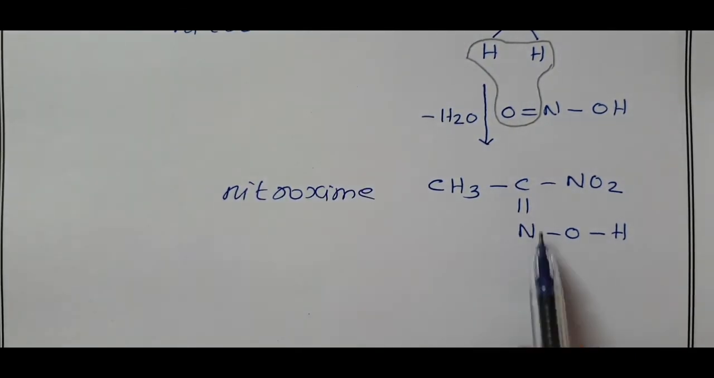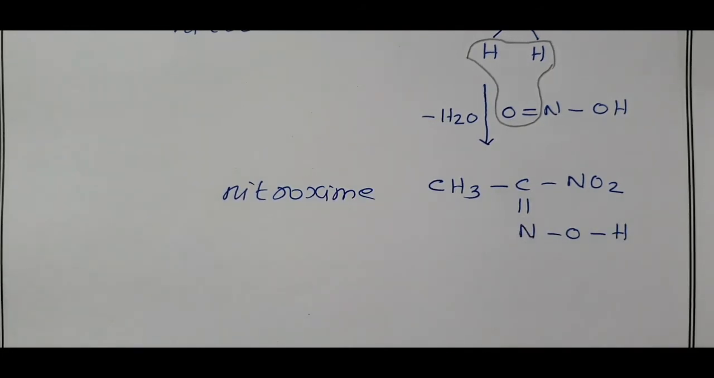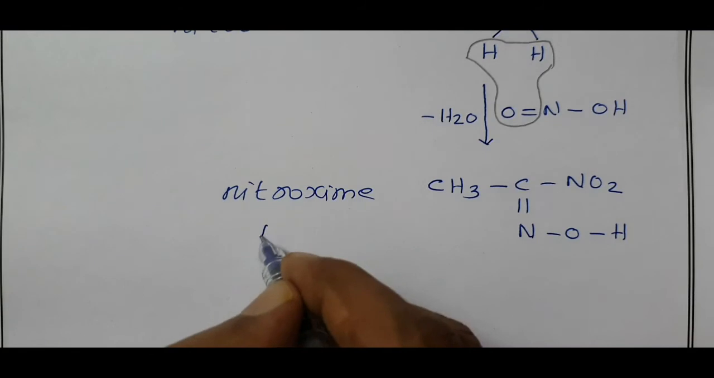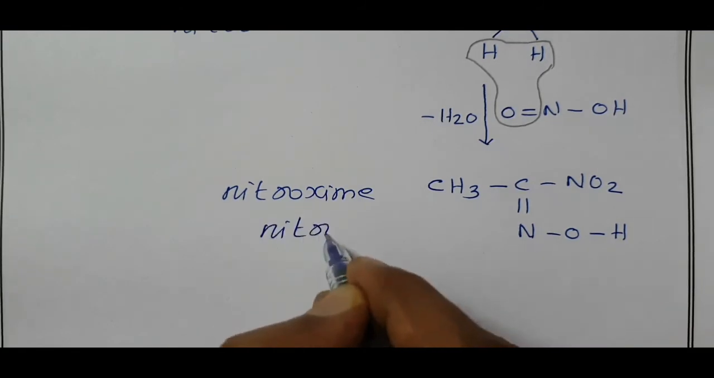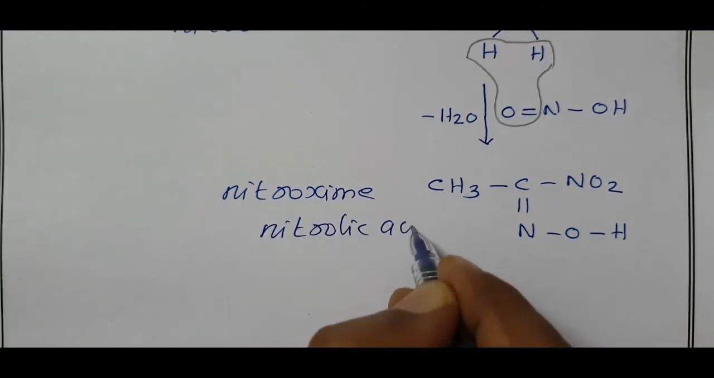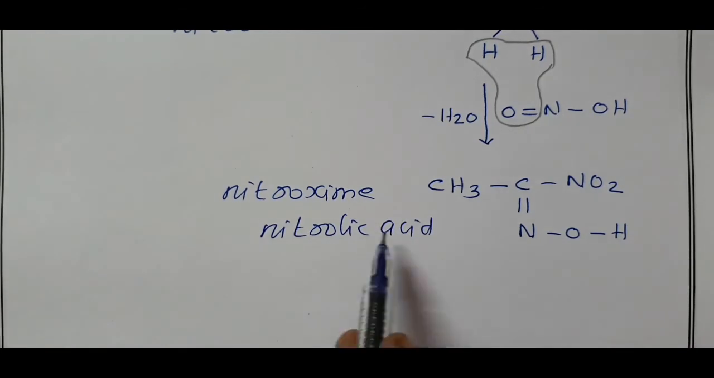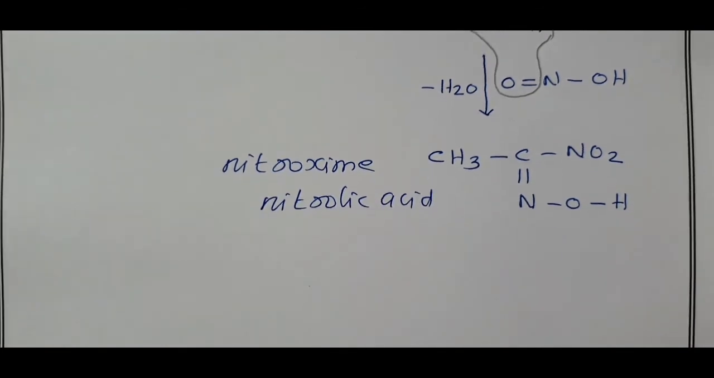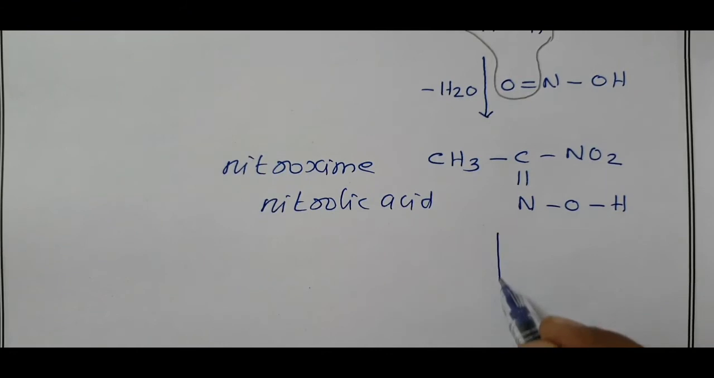Nitromethane, nitroxene. Double bond NOH is called nitroxene. This is nitroethane, nitroxene. One more name given to this compound is nitrolic acid. Due to the presence of that acidic hydrogen, it is called an acid, nitrolic acid.